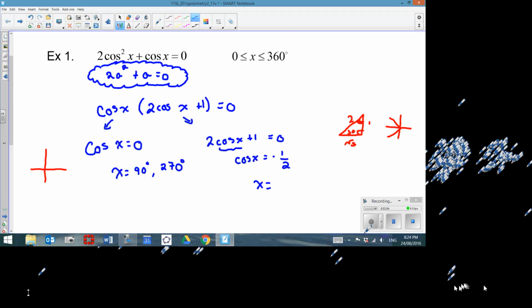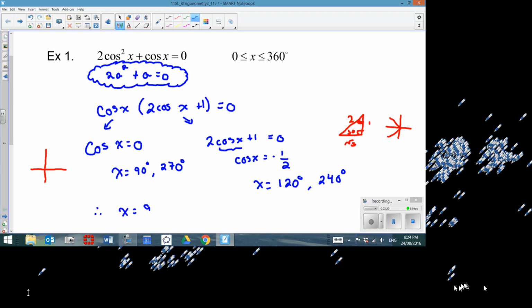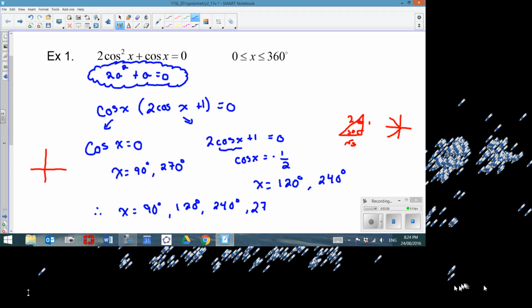So x is equal to 120 degrees. That would be a 60-degree reference angle in the second quadrant, and then 240 degrees would be a 60-degree reference angle in the third quadrant. So I have now included all of my answers, so x is going to equal 90 degrees, 120, 240, or 270, and that would include all 4 possible values of x in order to make this original statement equal to 0, and making that statement true.